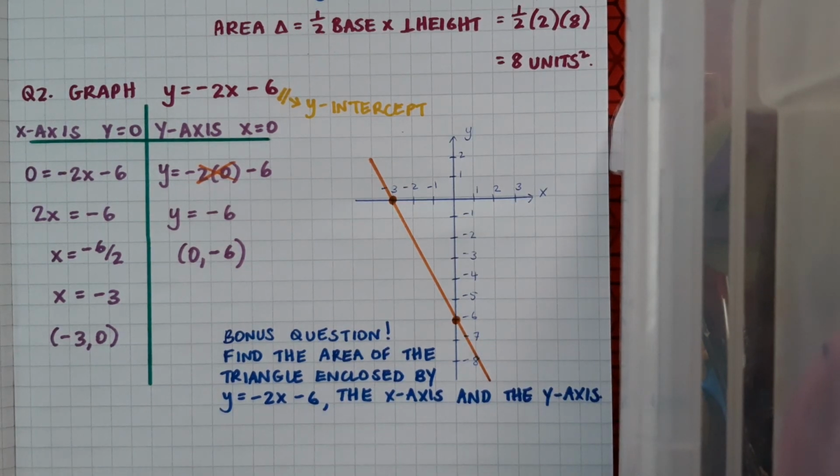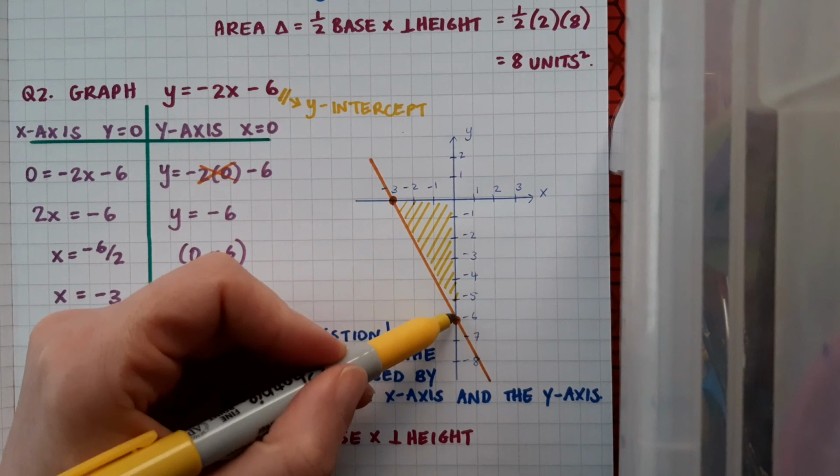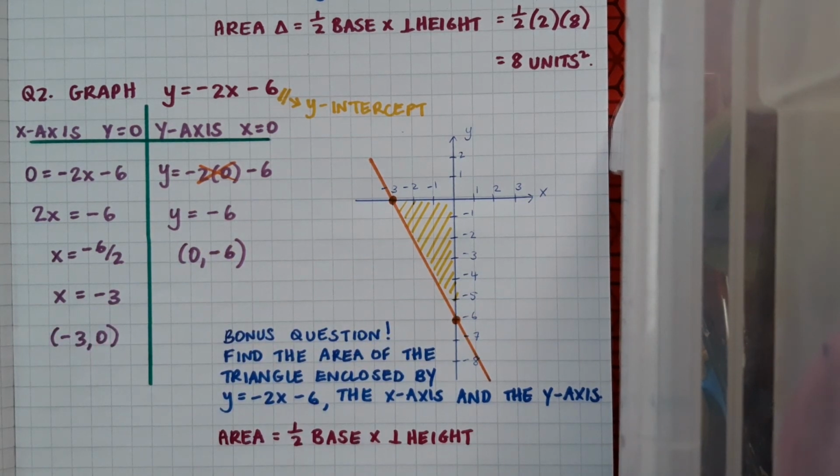So as always, make a note of your formula first of all. So again, it's half the base times the perpendicular height. Figure out where your triangle is. And there it is with our line as one side and the x-axis as another and the y-axis as another. Identify your measurements. And the sides are 3 and 6 this time. So fill those into your calculation. And this time our answer is 9 units square.